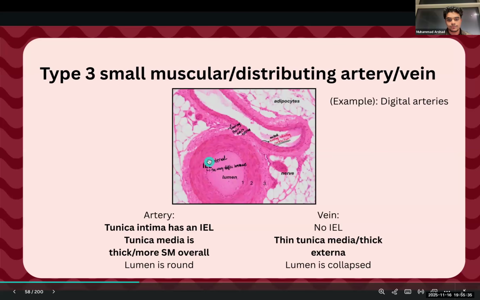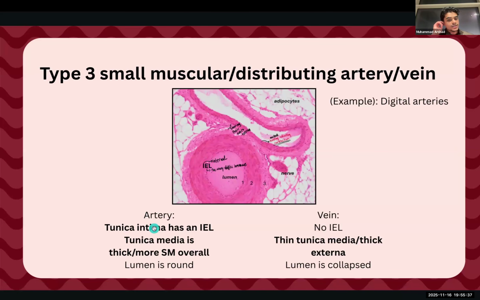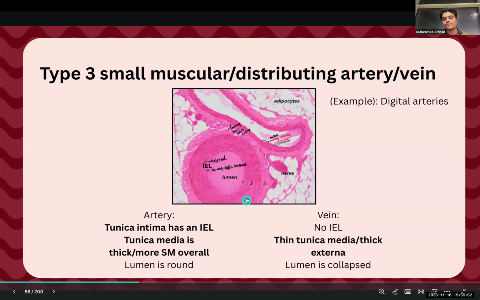So there's a couple of different things to note. First of all, in the artery, the tunica intima has an internal elastic laminae, whereas the vein doesn't have any internal elastic laminae. For the artery, the tunica media is very thick and darker and has more smooth muscle overall. And the lumen is very round.